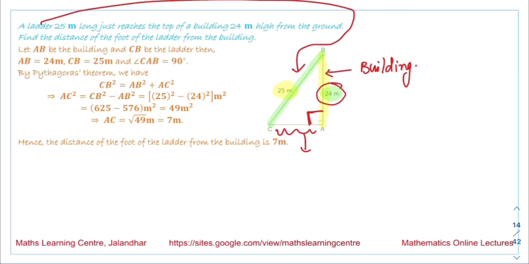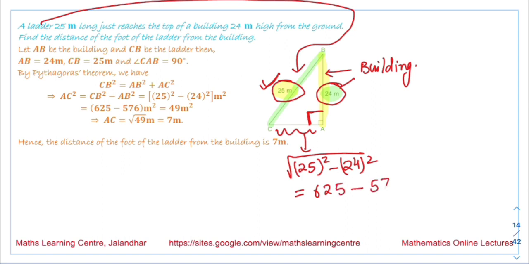This 25 is the hypotenuse and this 24 is the perpendicular. So the distance over here is 25 square minus 24 square. So the answer we will get is 625 minus 576, that is equal to 49. We take the square root of this, and this is equal to 7 meters.